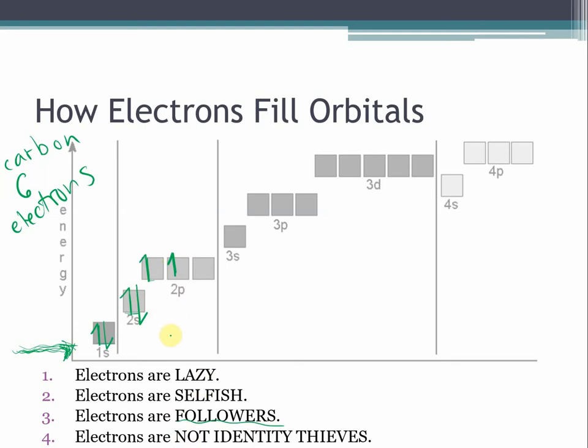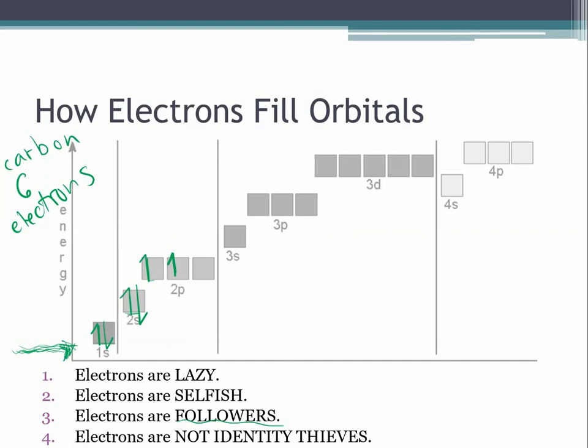So this is what the electrons in a carbon atom will do. They will be lazy first. They won't go up the stairs unless they have to. They will only share if they are forced. Like here, they're not going to share because they don't have to. They're going to follow when they're not sharing, but when they are sharing, they are not going to be identity thieves. So this is sort of the pattern you will use to help fill in electrons to your orbitals.